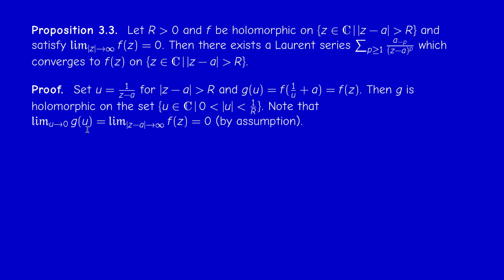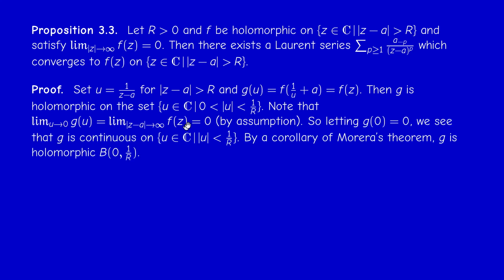So it means that g has a limit as u tends to 0. So I can extend g by continuity by setting g of 0 equals 0. In this case, we have a continuous function on a disk, which is holomorphic on the disk without its center. And we already proved in chapter 2, as a consequence of Morera's theorem, that this implies that g is holomorphic on the disk. We say that 0 is a removable singularity of g.